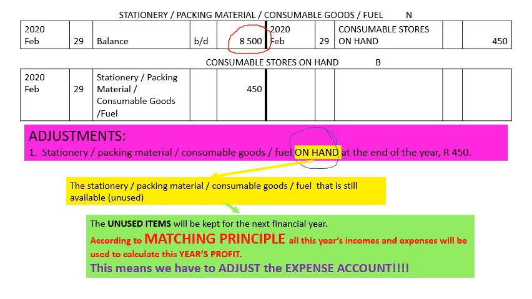We're going to subtract the unused item. The unused must be subtracted. And how do you subtract? By writing on the credit side. What do we call the unused items? Those are your consumable stores on hand, which means that you need to write in another account the debit entry, consumable stores on hand. This is a balance sheet account.